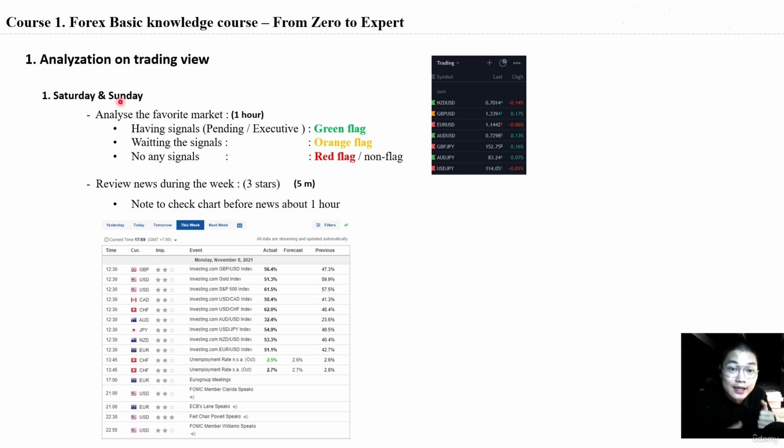Normally on Sunday and Saturday, I will analyze my favorite markets. Normally I will control 7 currency pairs in TradingView, and I will analyze with supply and demand, with price patterns, with candle patterns. If that currency pair has signals like pending orders or execution orders, I will mark it with a green flag. You can see on the website like this.